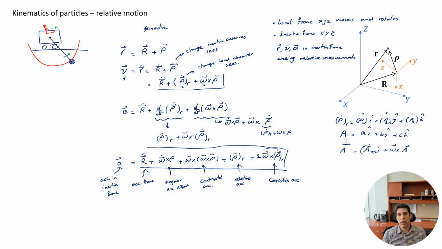And one other thing I can add is usually we can have multiple intermediate frames and keep using these two equations for the velocity and acceleration in a cascading manner to go from a very remote local frame to the inertial frame. So that's it for now, and I'll see you in the next video.